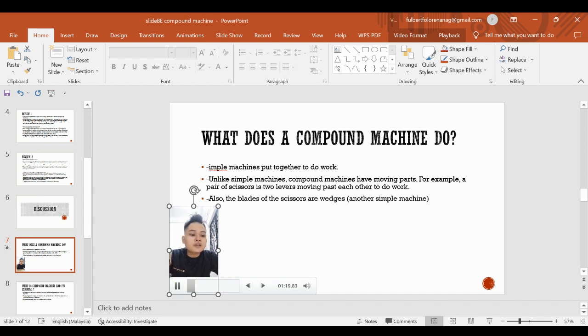Compound machines imply moving parts. They do not increase the amount of force you apply. Instead, they simply shift the direction of the force.